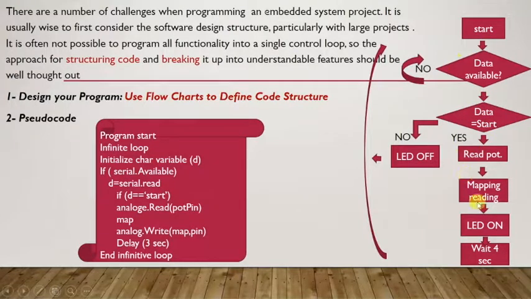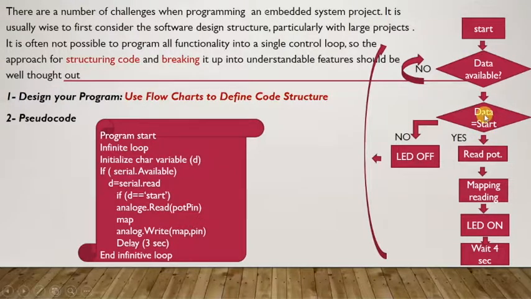For example, here, first of all, you must check if there is any available data on the serial monitor, on the serial buffer. If no, you must keep checking the serial monitor. Secondly, if you find some data available, you must read your data. Is the data equal to start? Did the user enter start? If no, the LED must be off and you start again. You check for the availability of data.